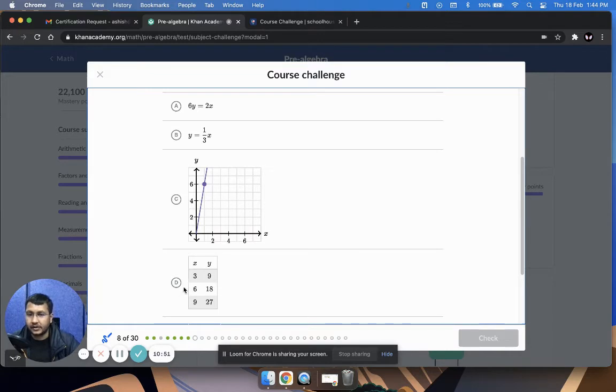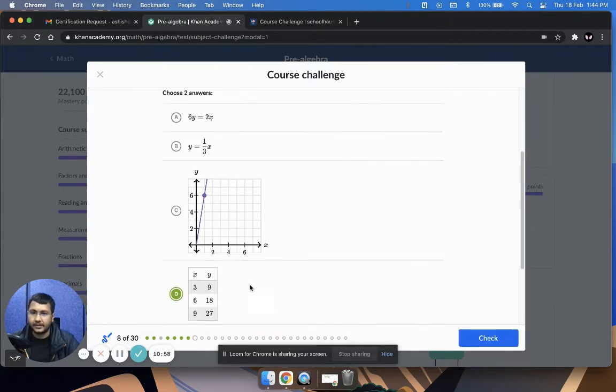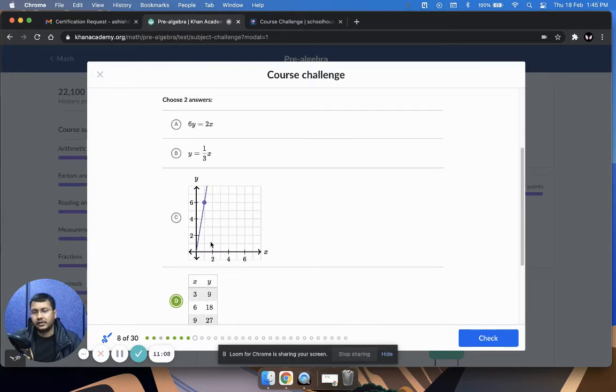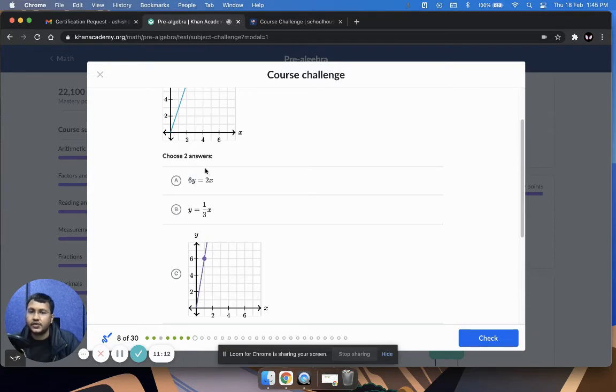But let's double check. D makes sense. You're tripling the values. 3 times 3 is 9, 6 times 3 is 18, 9 times 3 is 27. So D is there. And what do we have here? For 1, you have 6. Okay, so C doesn't look right. Interesting. C doesn't look right. This is X and this is Y. It says choose two answers. Am I missing something?